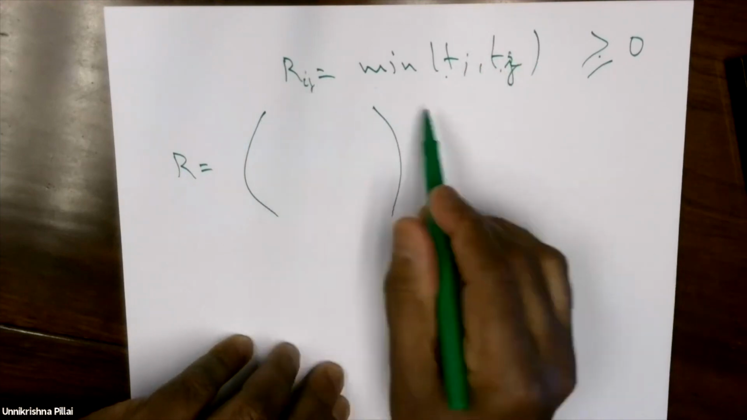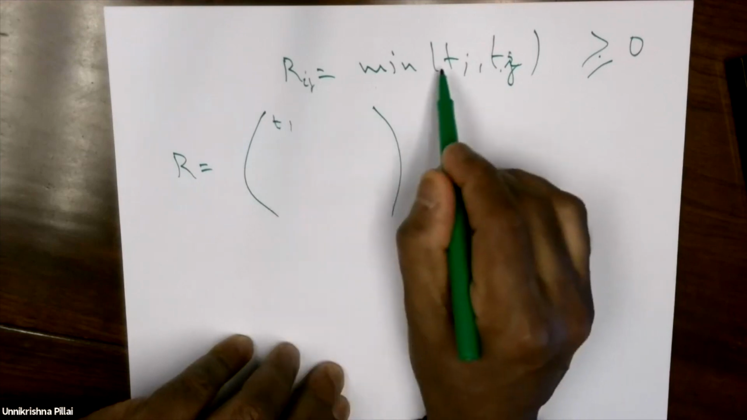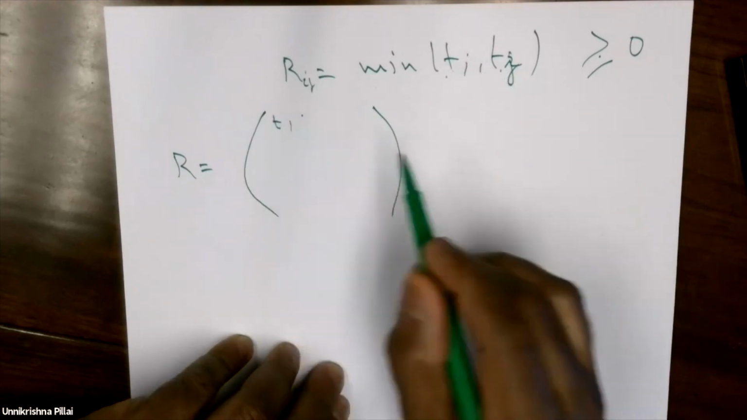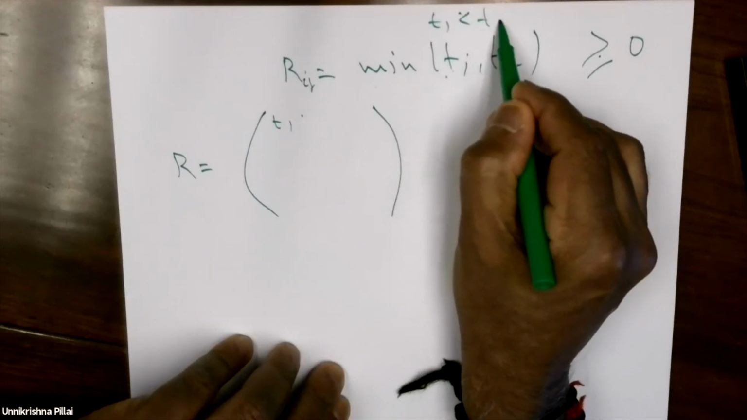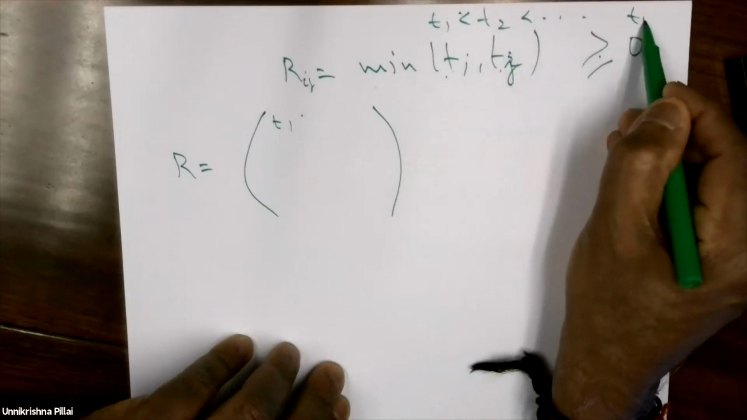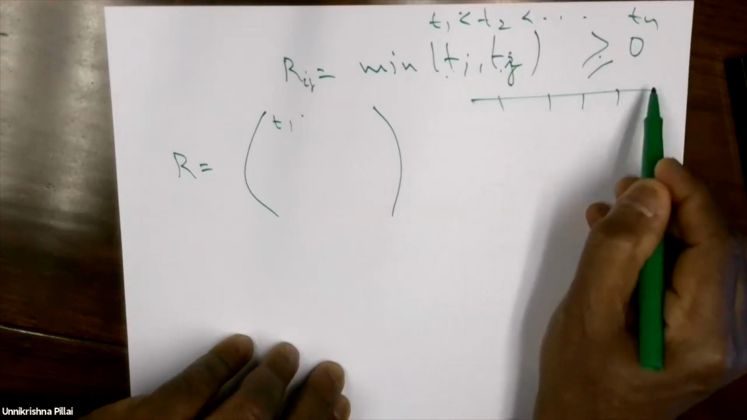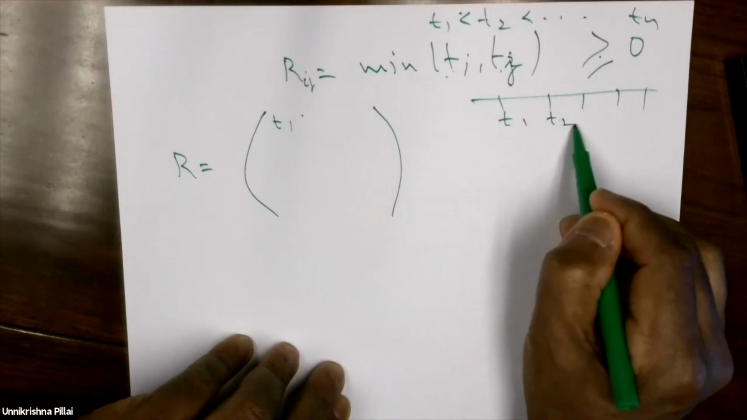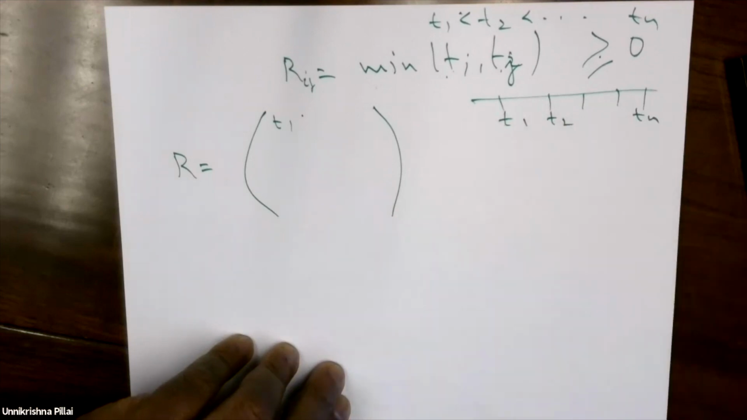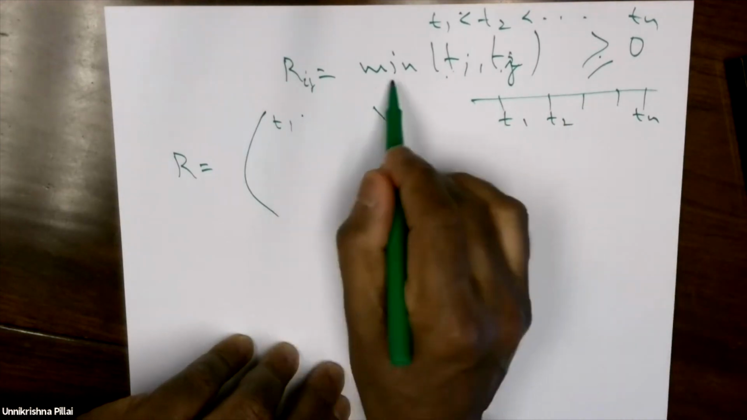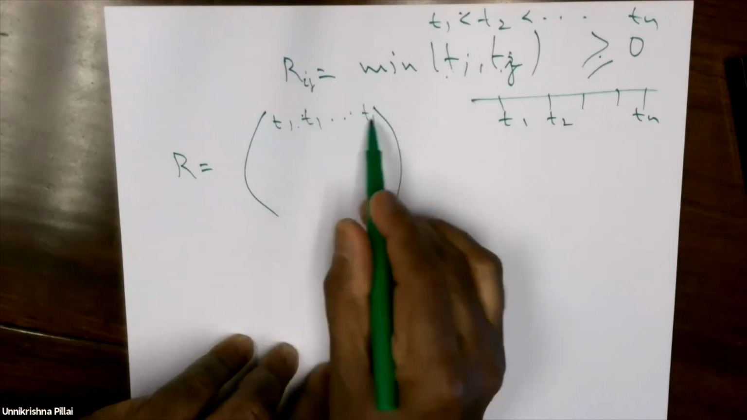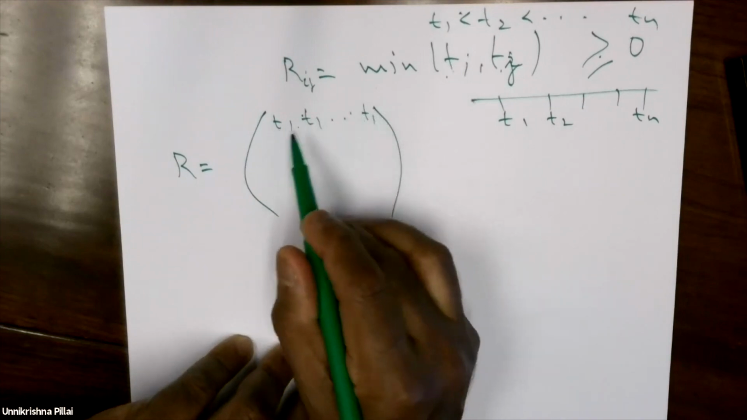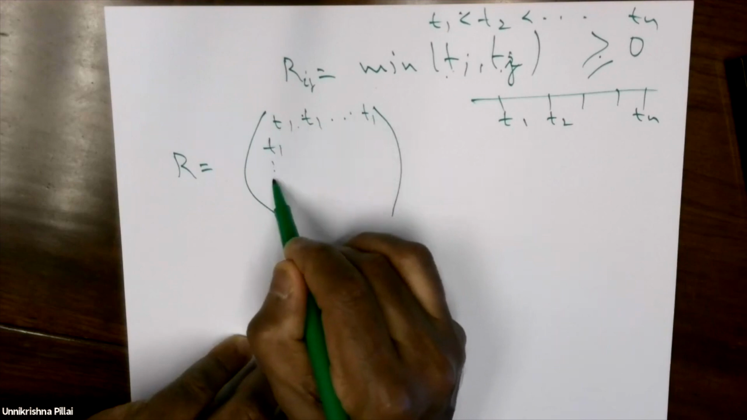So the first row and first column: the first entry will be the minimum of t1 comma t2. Let's say t1, t2 are in this order, t1 is less than t2, etc., up to tn. Remember we picked n points, call them t1 through tn, arranged in order. So the minimum of t1, t2, etc. will be t1, the first row. Similarly, the first column will be t1.